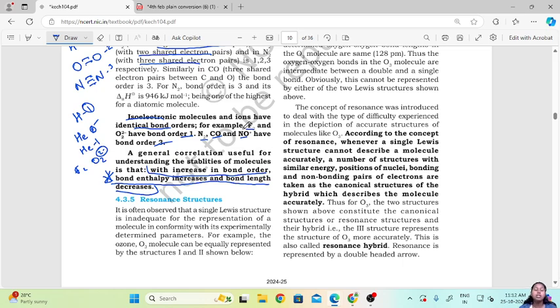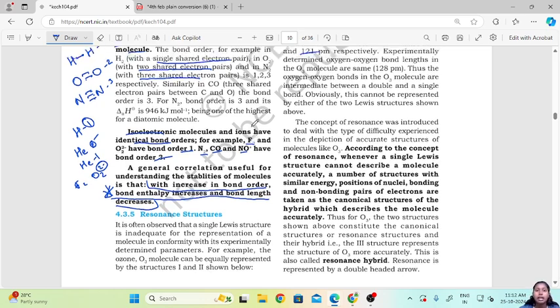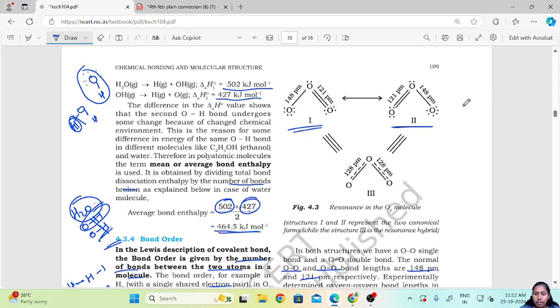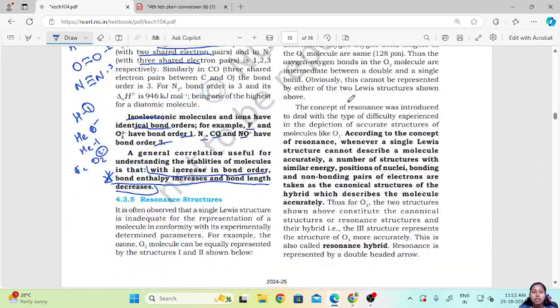Since O3 has two structures, either it can have structure 1 or it can have structure 2. Since it can be present in either structure, there is a difficulty in representing which structure is actual, whether this one or this one. So to remove this difficulty, the concept of resonance was introduced for molecules like O3.